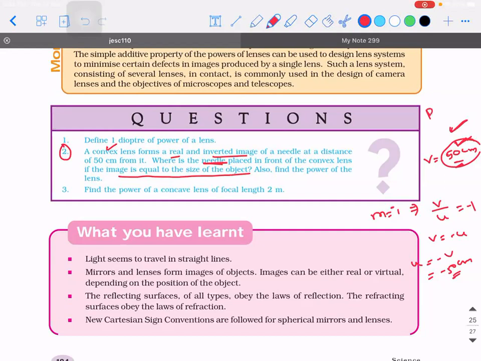Are you still confused? R is also 50 centimeter. Are you guys convinced or not? If they ask focal length, you have to do all those formula things. Focal length is 25 centimeter.